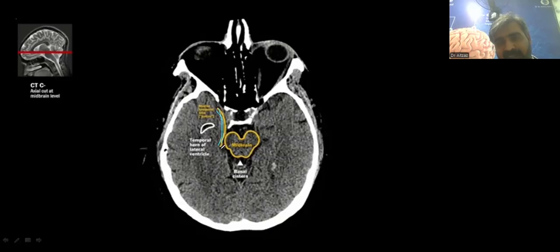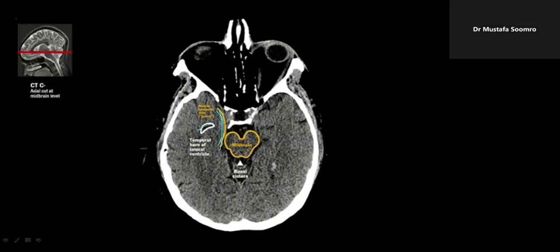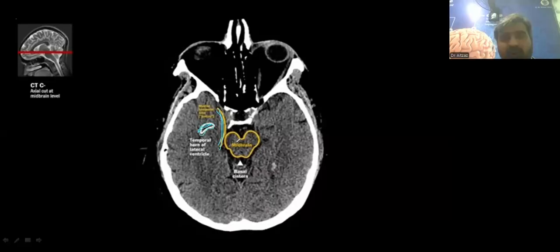That's why we say when herniation is there, it causes herniation over the midbrain, that we call uncal herniation. This is the part of the uncus, the most medial part of the temporal lobe, and this is the temporal horn. Usually is the temporal horn visible or not visible? No, sir. Why? This is temporal horn, this is the midbrain, and this is basal cistern. Why is temporal horn not visible?